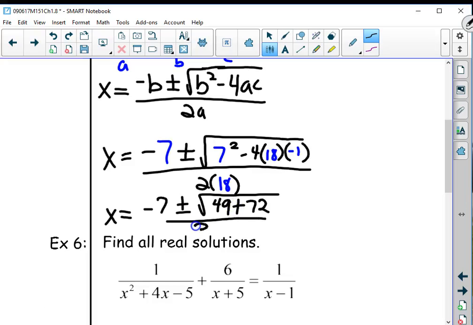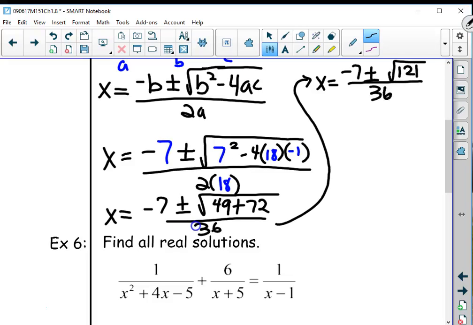And then we get to 4 times 18, which is 72. In the denominator, I get a 36. All right, let's continue simplifying. I get the square root of 49 plus 72 is 121, which is a perfect square. And I get x equals negative 7 plus or minus the square root of 121, which is 11, over 36.